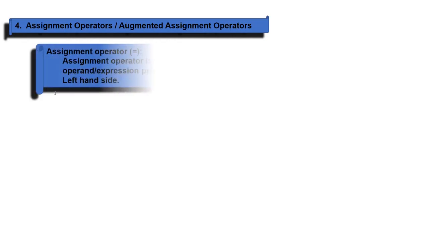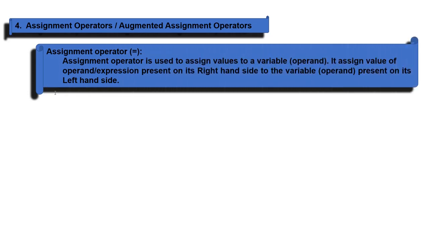In the last segment, assignment operators and augmented assignment operators. The assignment operator uses a single equal to sign. Previously we have seen the equal to operator, which used a double equal to sign, and that equal to operator was comparing the two operands. But here the single equal to operator is used to assign the value to a variable. The value is assigned from the right hand side of the operator to the left hand side, to a variable.